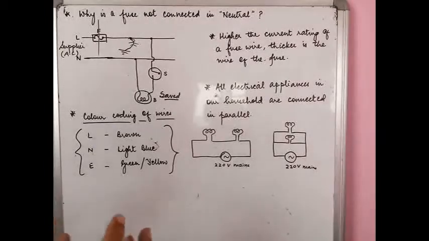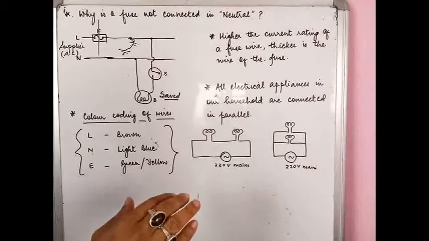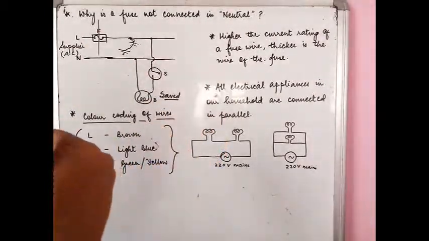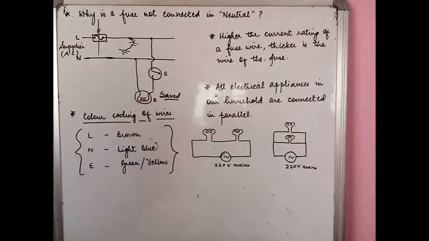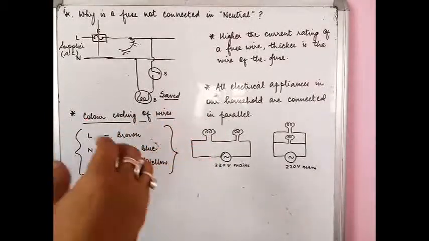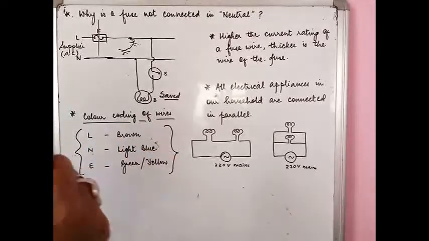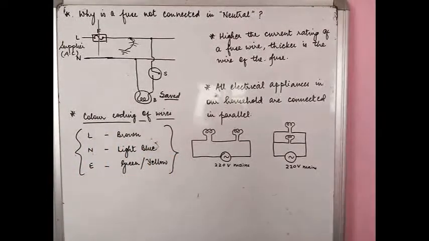Okay, so if you want to have a higher current rating of a fuse wire, that means you want more current to flow. You want more current to be allowed to flow through a fuse wire, then obviously more current means more heating, so the wire should be thick. Okay, that has to be kept in mind.